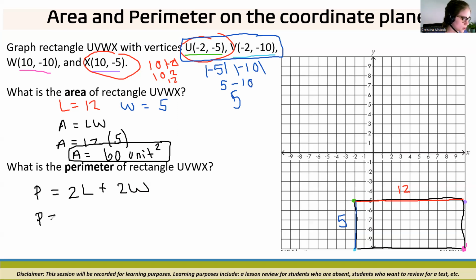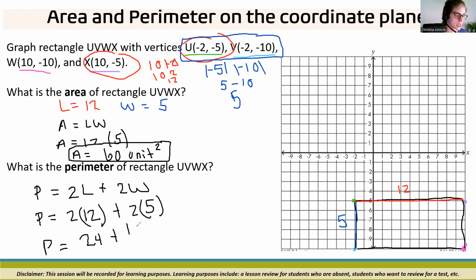For this problem, we have a length of 12 and a width of 5. I forgot to put the 5 in. I put the W. We know that the width is 5, so it no longer needs to be a variable. Order of operations, we'd multiply before we add. 2 times 12 is 24. 5 times 2 is 10. We get a perimeter of 34 units. Perfect.